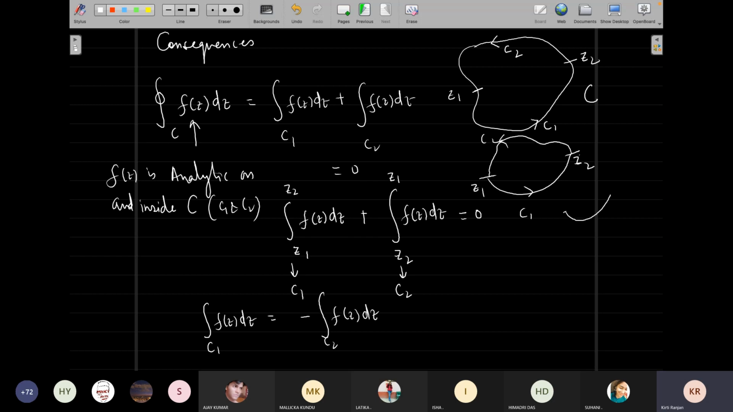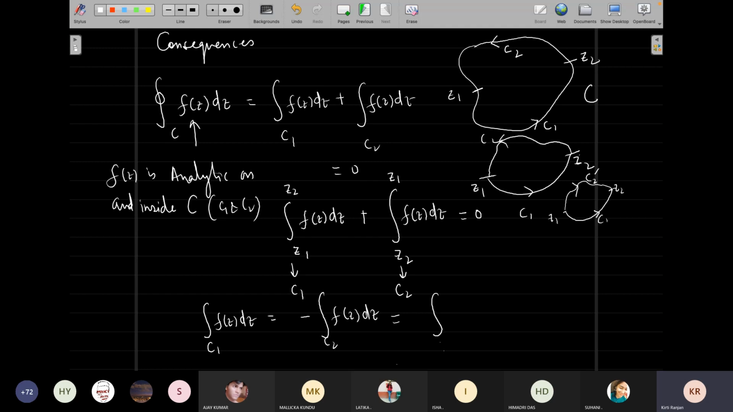Now think about it. If I am taking the path from Z1 to Z2, this one, and I am taking the path both traversed in this way, so I am now coming up the C2 prime path. What is this C2 prime path? If you compare with C2, is it identical or minus? It will be minus, because it is traversed in the opposite direction. Instead of going from Z2 to Z1, we are going from Z1 to Z2.